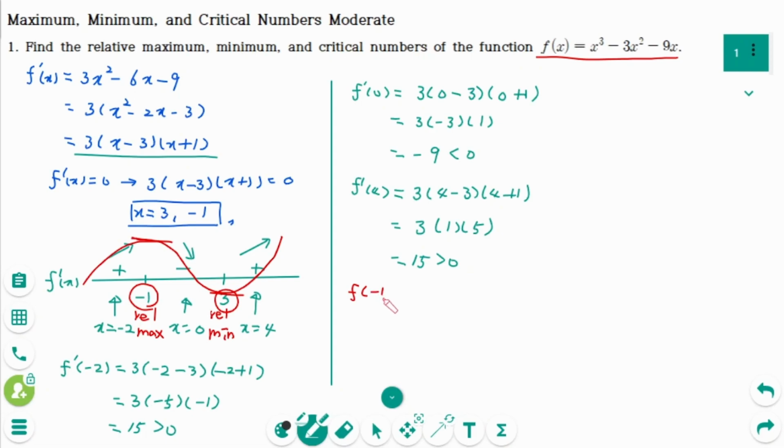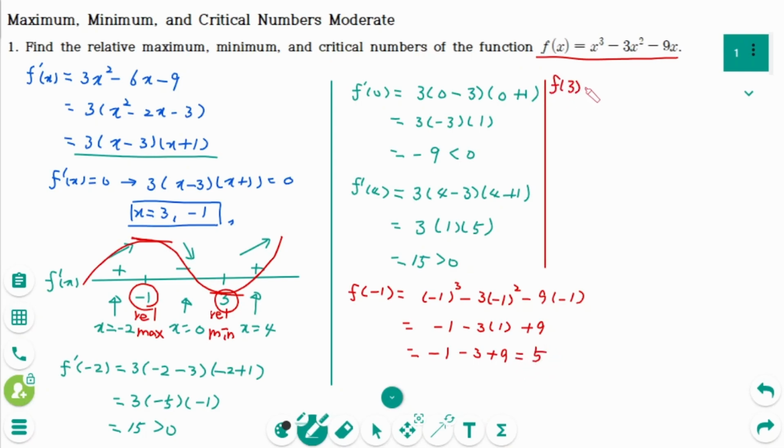f of minus 1 equals minus 1 cubed minus 3 times minus 1 squared minus 9 times minus 1 equals minus 1 minus 3 times 1 plus 9 is minus 1 minus 3 plus 9, which is 5. f of 3 equals 3 cubed minus 3 times 3 squared minus 9 times 3 equals 27 minus 3 times 9 minus 27 equals, 27 is cancelled, minus 27.